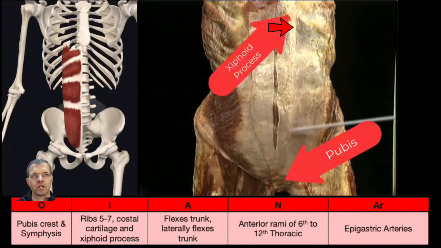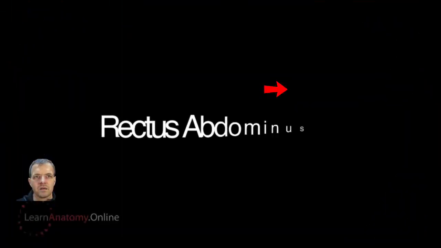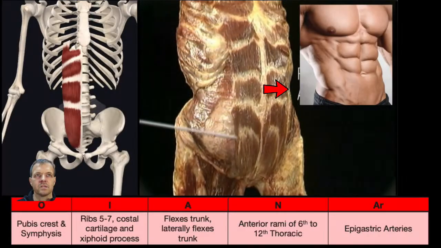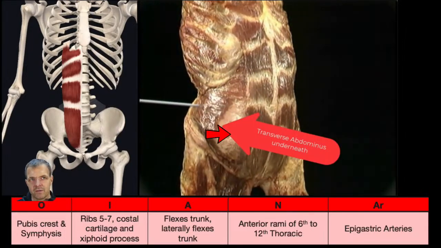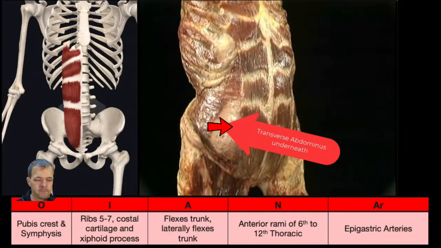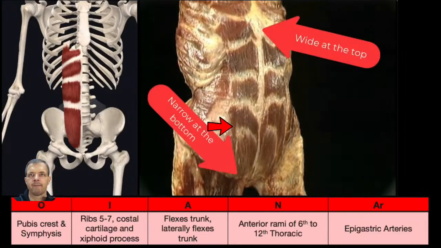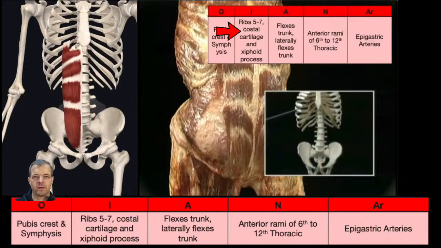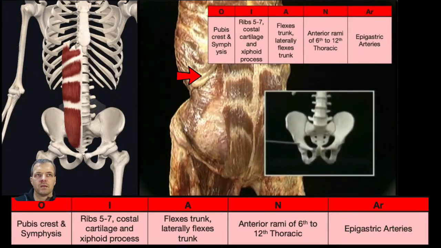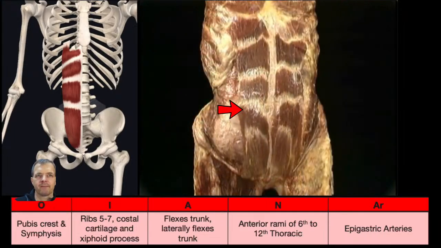So there's the linea alba all the way down the middle. I'm going to play that again because that was pretty cool. Okay, so there's the rectus abdominis, all the six-pack muscles, and transverse abdominis underneath. Yeah, narrow at the bottom, wide at the top. So your attachment on the ribs is a lot wider than lower down, attaching onto your pubic tubercles, just there.